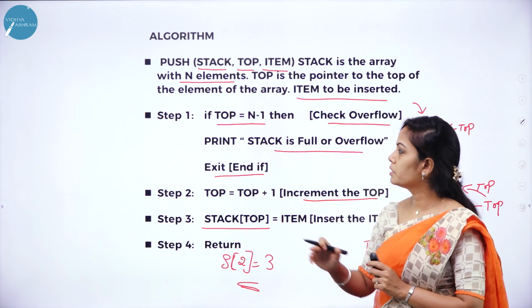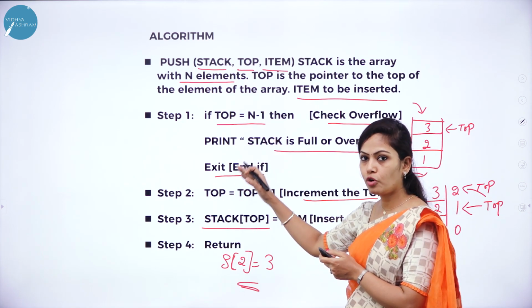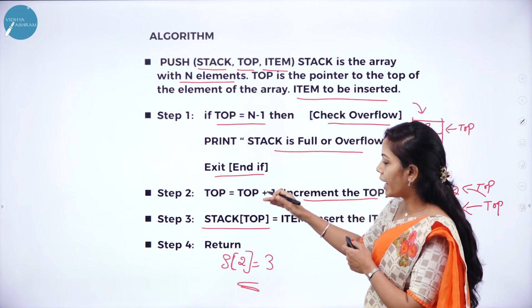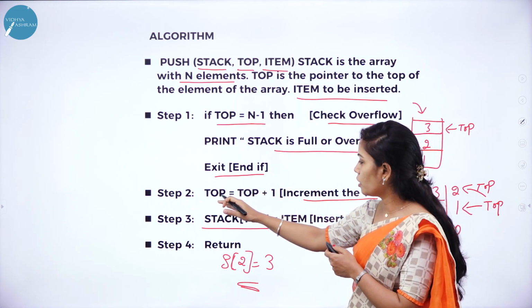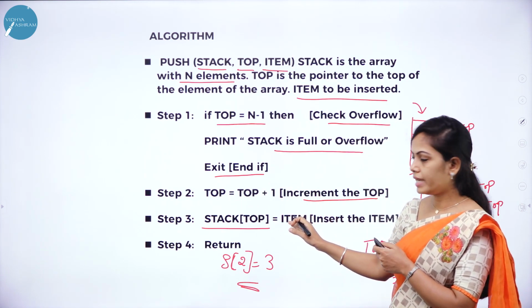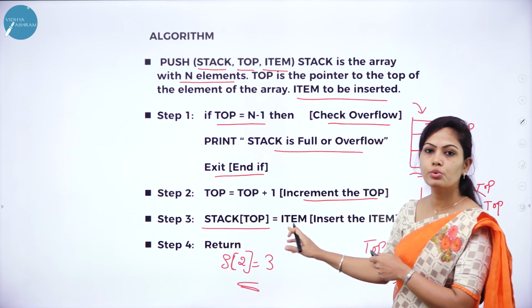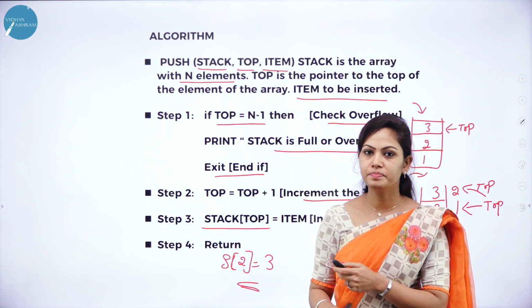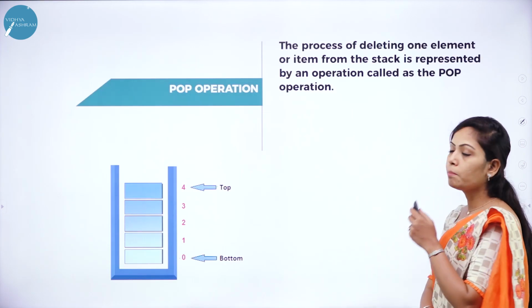It is a very simple concept. You have only 4 steps. First, check whether the stack is full or not. Then add the element using top is equal to top plus 1, check stack of top is equal to item, and return. Very simple algorithm. And next we have the pop operation.